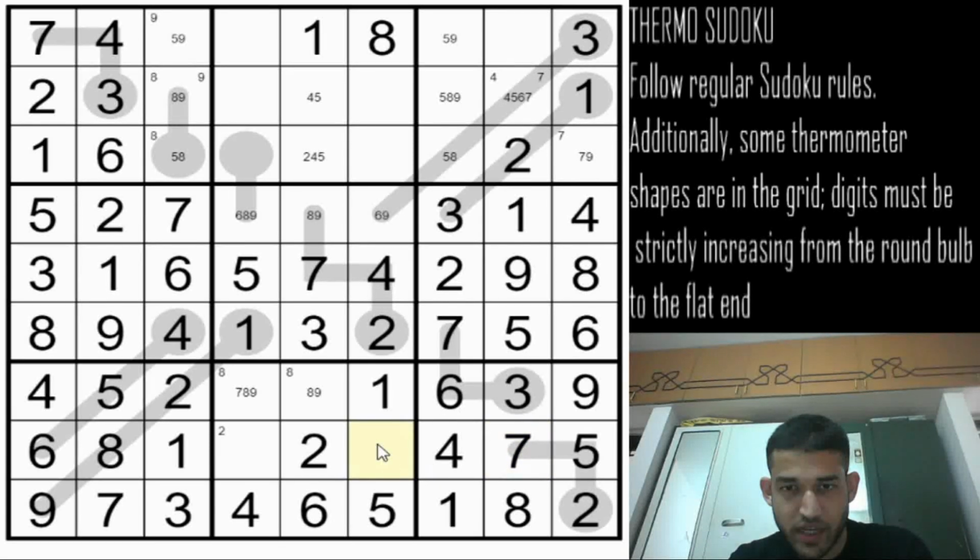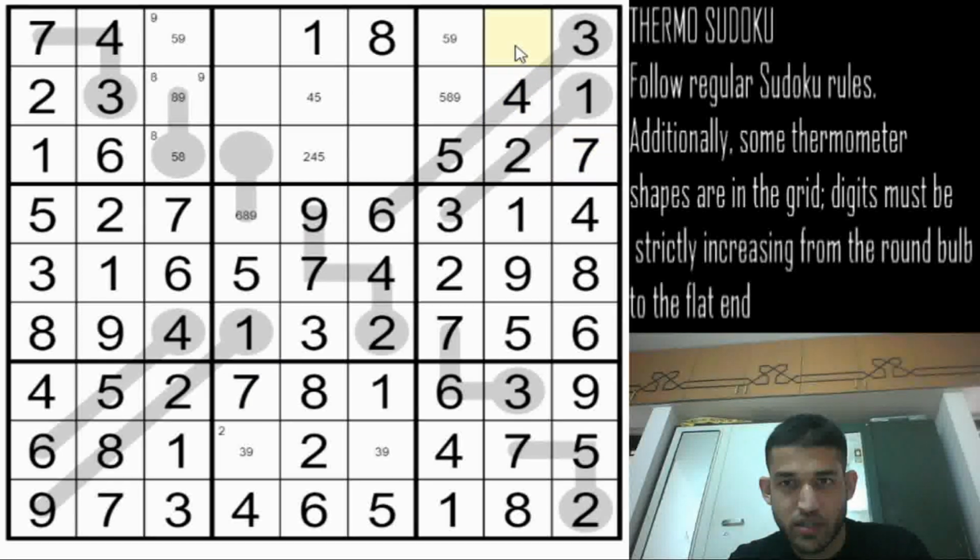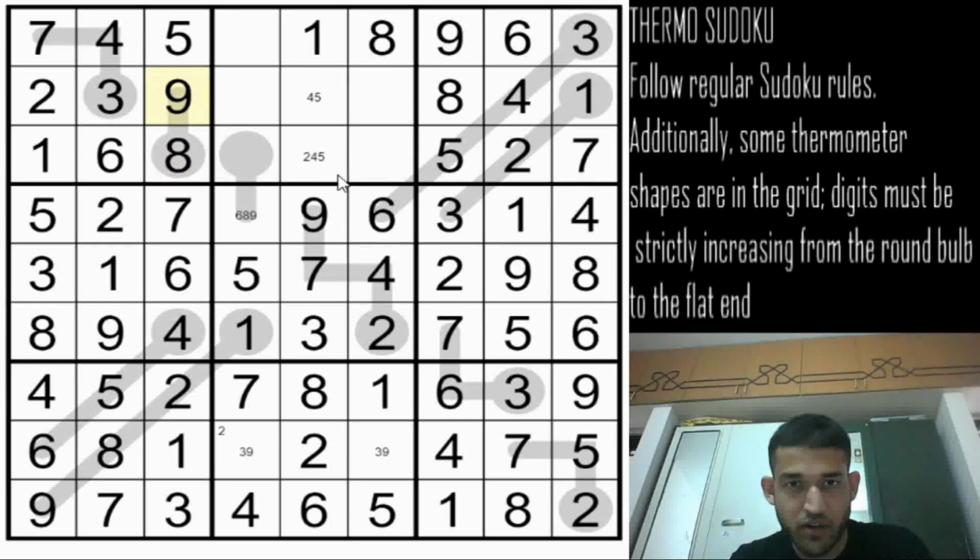These two cells are 3, 9 in some order. So this will be 8, and this is a 7, this is a 9, so this is a 6, this is a 5, this is a 4, this is 7, and 6 would be here. And using classic rules we can finish the Sudoku now. 8 and 9 can be filled in the thermometer now, and 2 can be put here now.